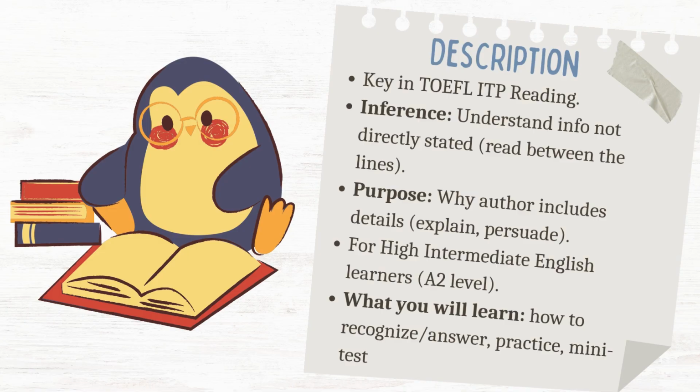This lesson is for high intermediate English learners at the A2 level. You will learn how to recognize and answer both types of questions. We'll practice with examples, and then you'll take a mini test with 5 questions, 3 inference and 2 purpose questions, to check your skills. Let's begin.